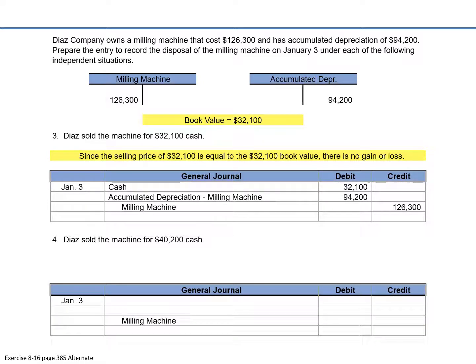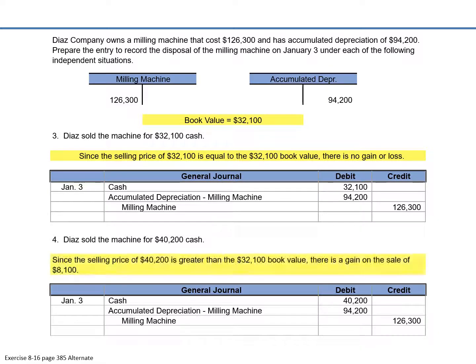All right, so milling machine, we'll remove it from our books with a credit. Accumulated depreciation, we'll remove it from our books with a debit. Cash of $40,200. And because the selling price is greater than the net book value, we've got a gain on sale of $8,100.